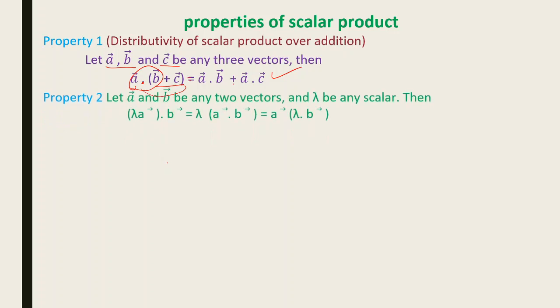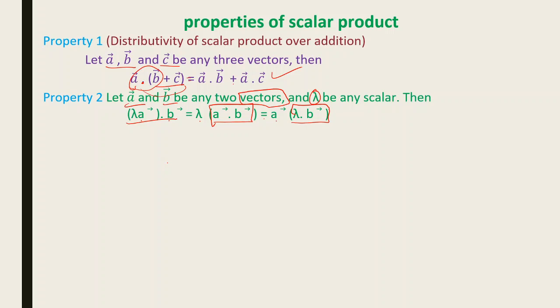The next property is, let vector a and vector b be any two vectors, and lambda be any scalar. Lambda is a normal number. Please keep this property in mind. Lambda times vector a dot vector b is equal to lambda times (vector a dot vector b), which is equal to vector a dot lambda times vector b. These will always be equal to each other.